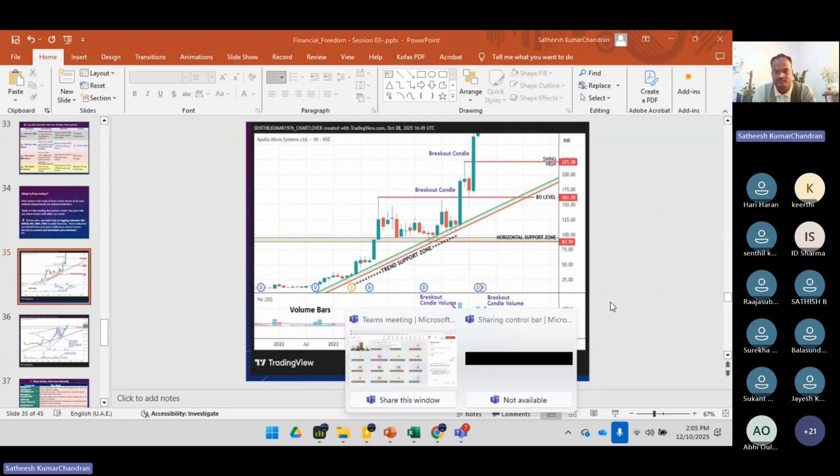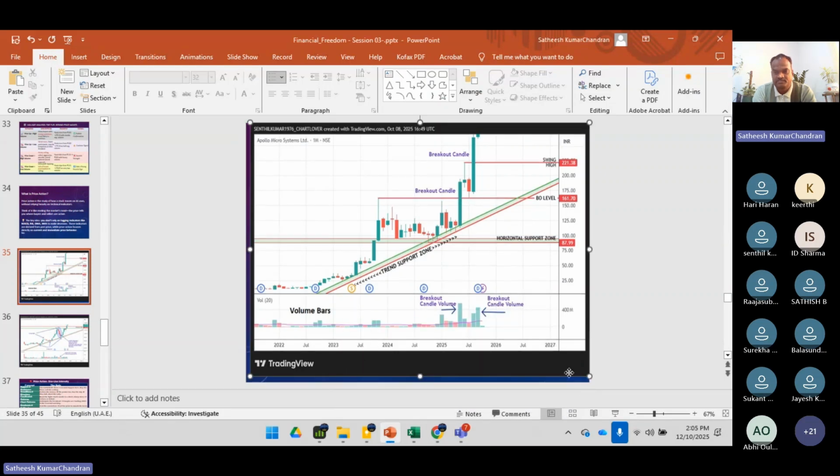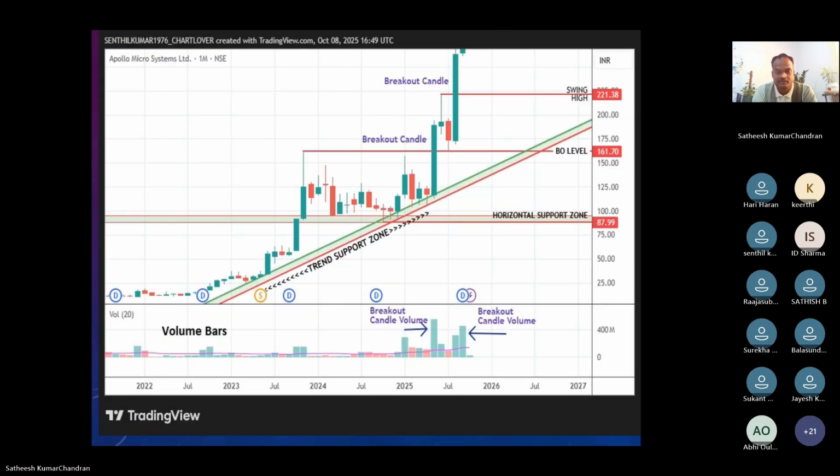So this is about Apollo Micro Systems. The chart is showing a continuous upward trend because of defense sector participation, and volume is continuously increasing, because defense is going to be a futuristic sector in India.